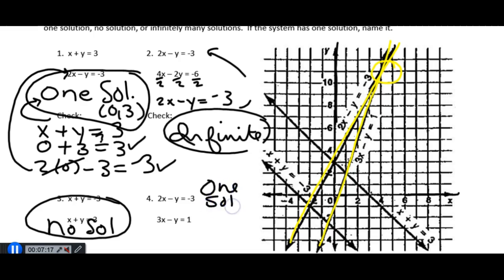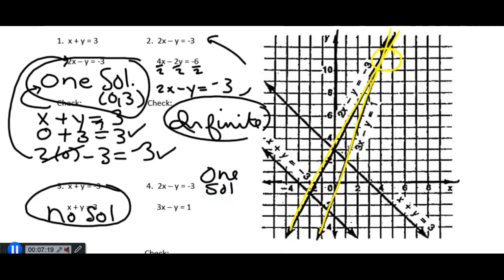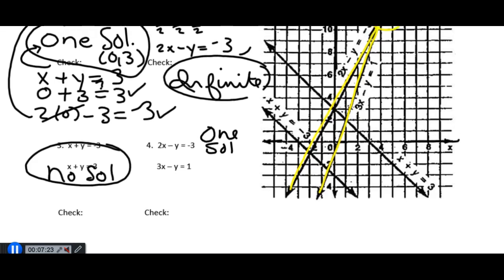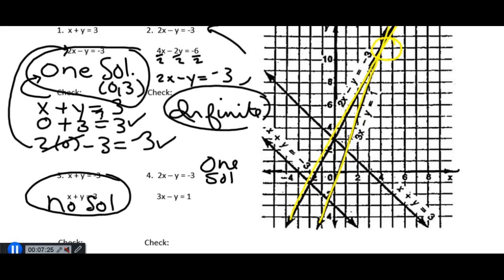Now, sometimes it's hard to tell where that solution is. That's the problem I'm having right there. It's a little hard to tell. Let me check it. It looks like it is at 1, 2, 3, 4, and then up 11, right? So that's 4 on the x, 11 on the y. So it looks like (4, 11).